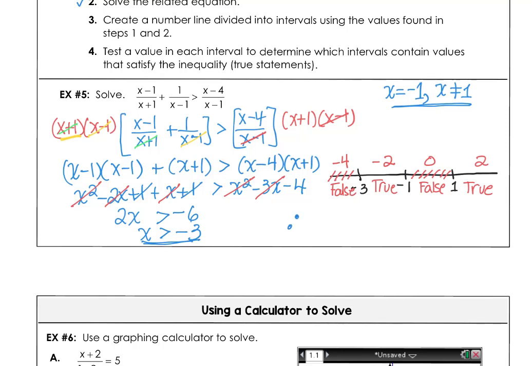So our final result is that x could be greater than 1, because we took everything here. This was all good, true in here. Or we had the true part in between -3 and -1. So -3 is less than x is less than -1. And we didn't have to test any of our points because our inequality was simply a greater than statement.